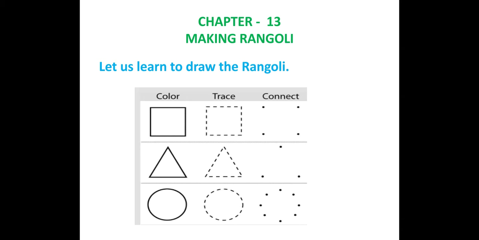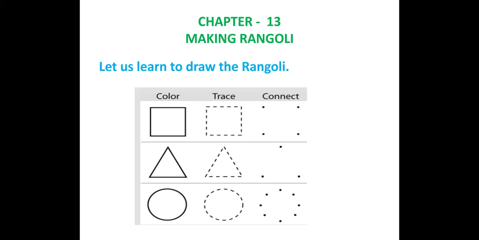The first one is color. What is the first one? It is color. Next one, trace. Third one, connect. In color we have different shapes. What are they? Square, triangle and circle. What are the different shapes? Square, triangle and circle.